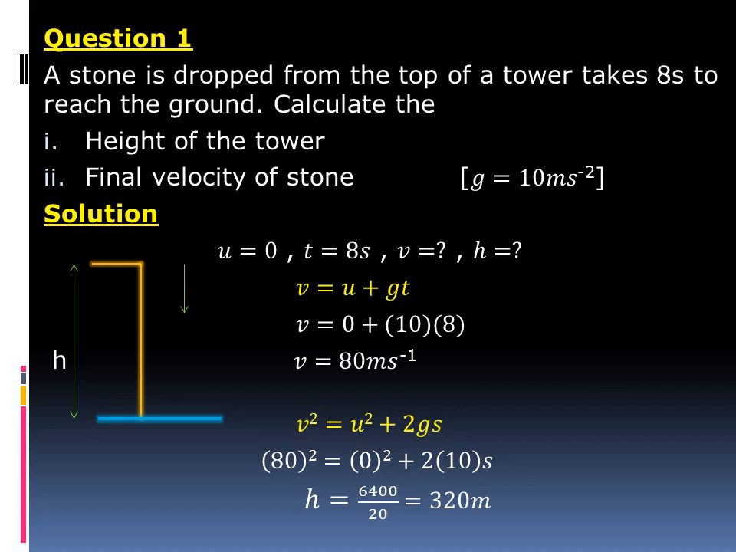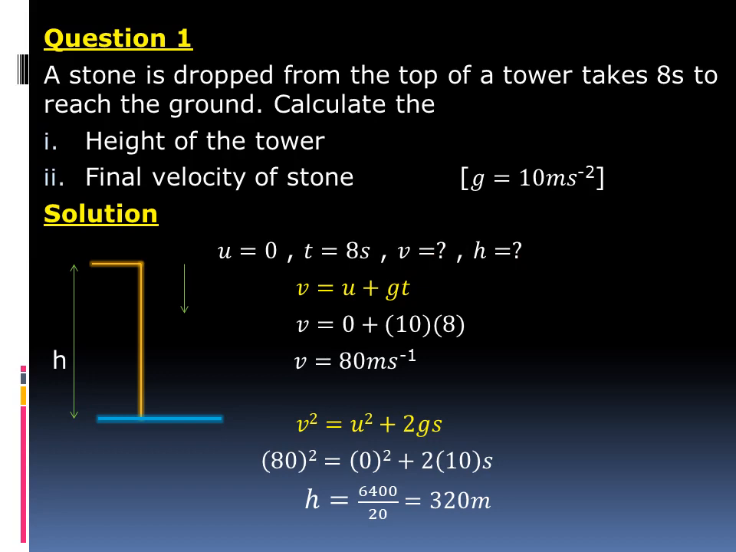So we have our diagram here. This is the tower with height h, and this arrow here shows that the body is moving down as it is just dropped. Now let's bring out the parameters. Take note that when the body is dropped, the initial velocity is 0, hence u equals 0, and we have t, time, to be 8 seconds. So we have to find h, which is unknown, and also v, which is unknown.